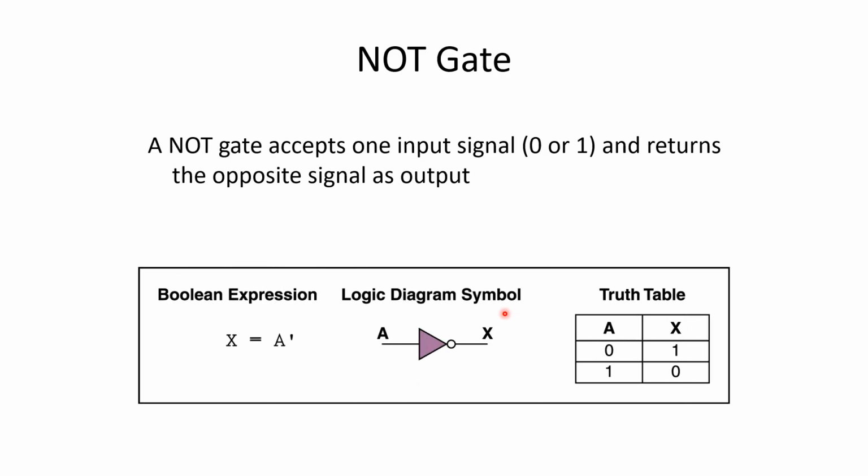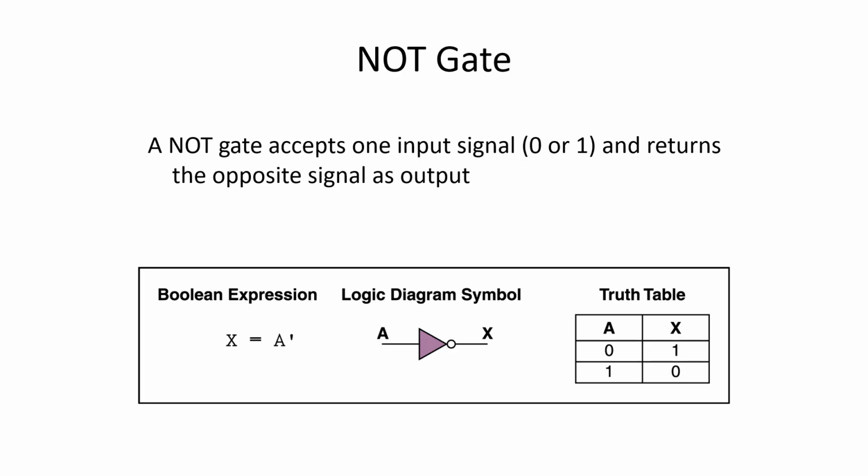The NOT gate is a fundamental digital logic gate that inverts its input. It takes a single binary input and produces the opposite binary output. If the input is 1, the output is 0, and vice versa. The Boolean expression for a NOT gate is x is equal to a with a bar over it, where a is the input and x is the output, with the overline indicating inversion.